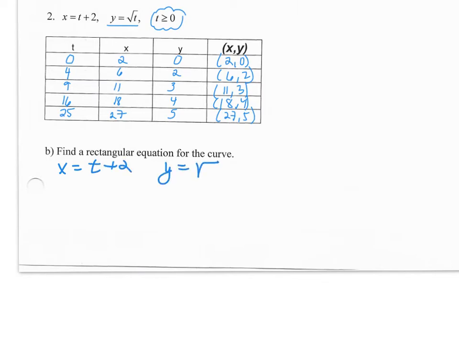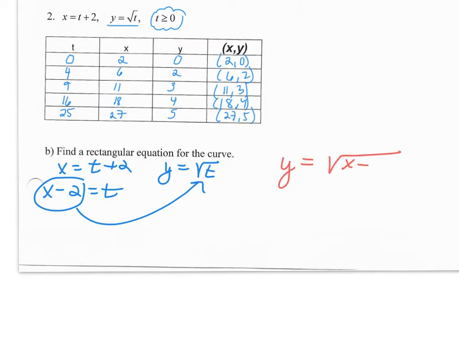Now again, let's get the easiest one. When you square root things and square things, it's typically harder, like in the y equation, than just subtracting like in the x equation. So if I just subtract the 2 over, I get x minus 2 is t. So now I can take that x minus 2 and plug it in up here. So then I get y is root x minus 2. So there is my rectangular equation, right? No more t, just xy.